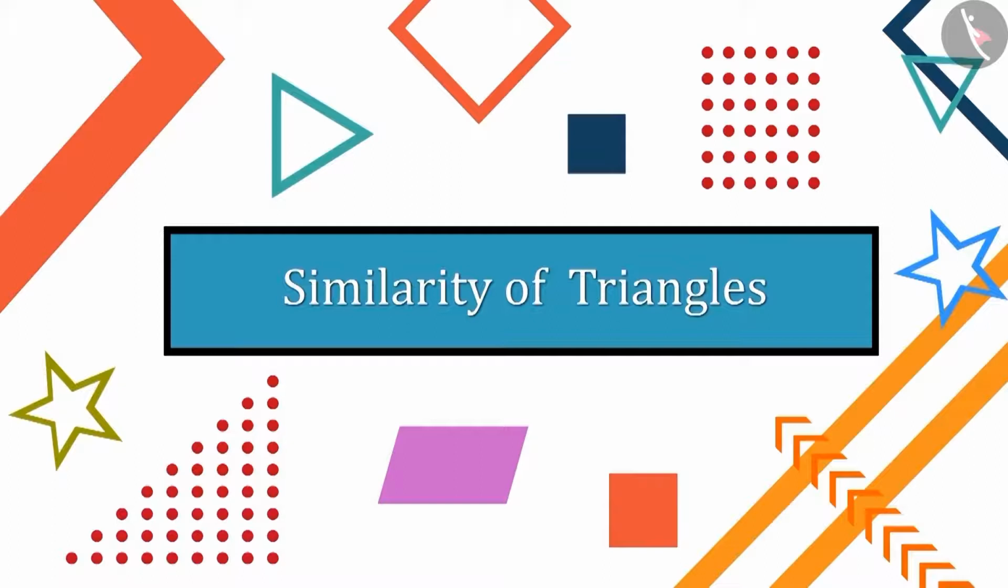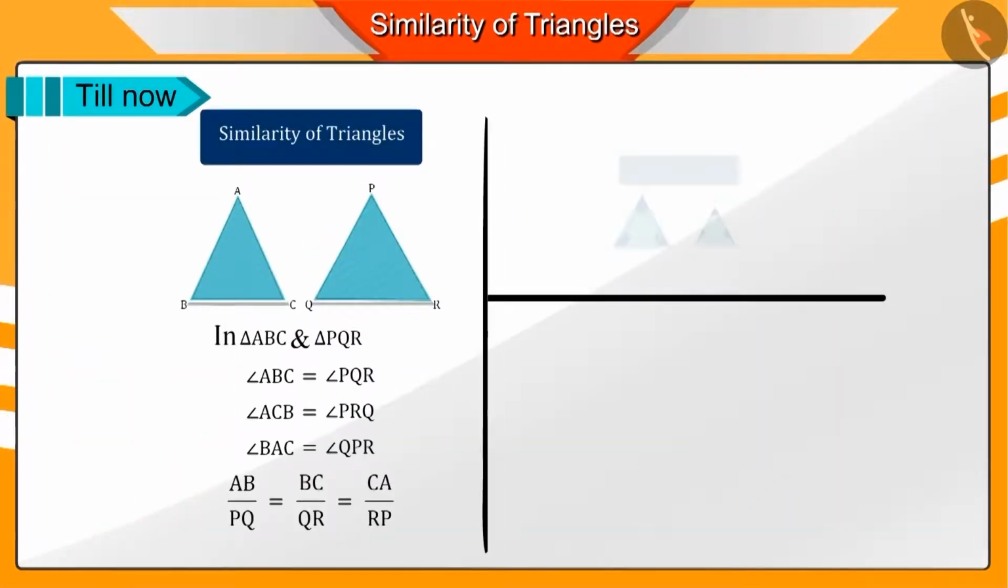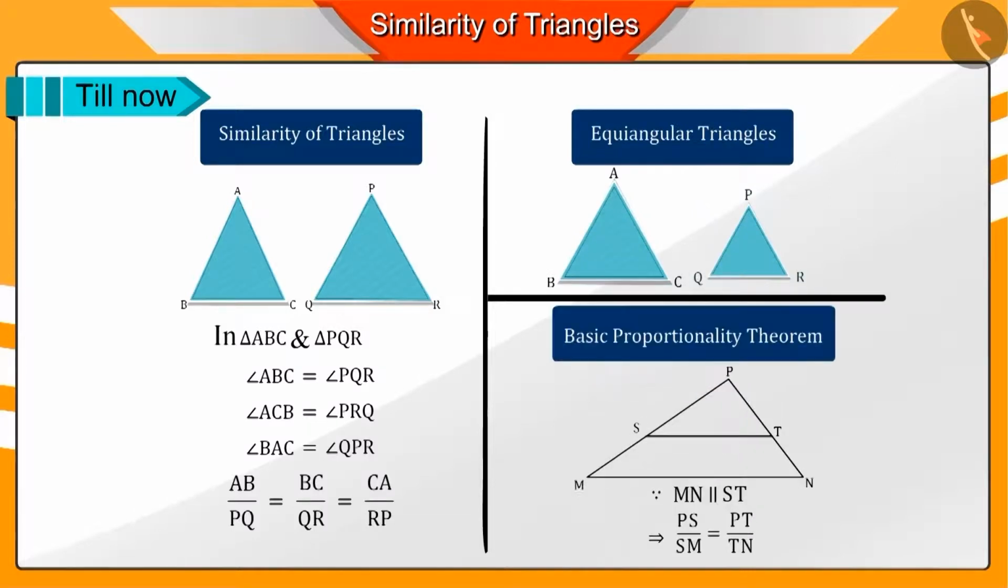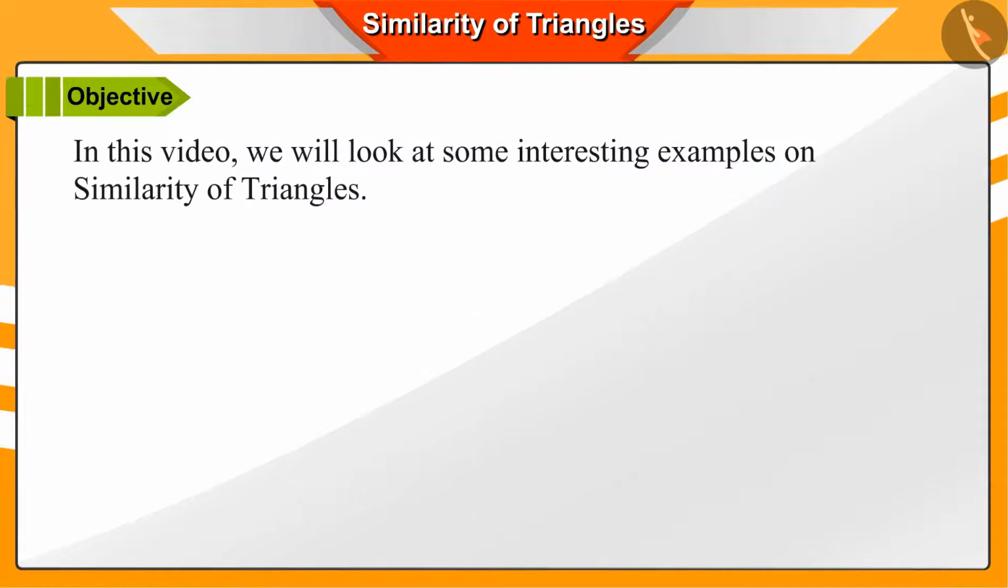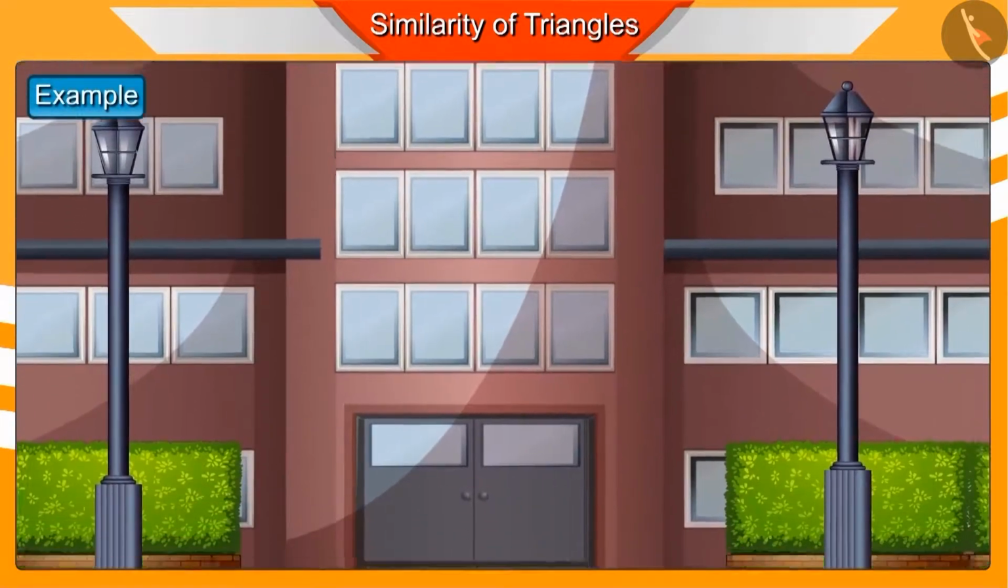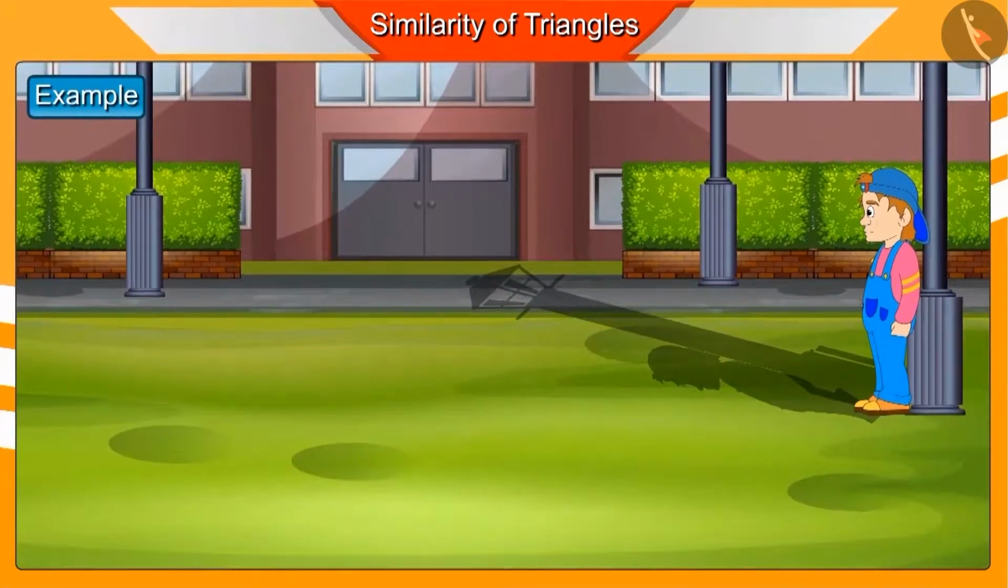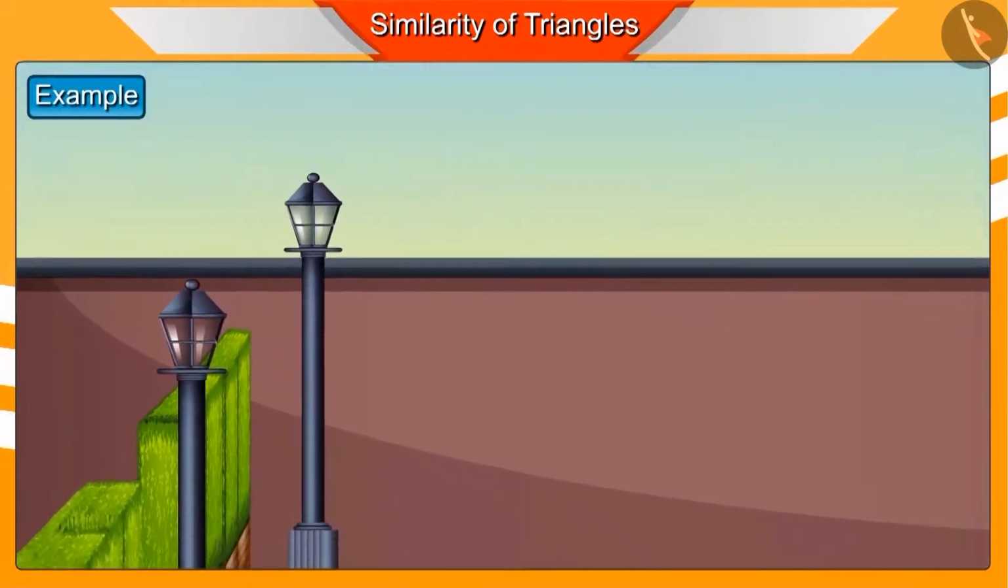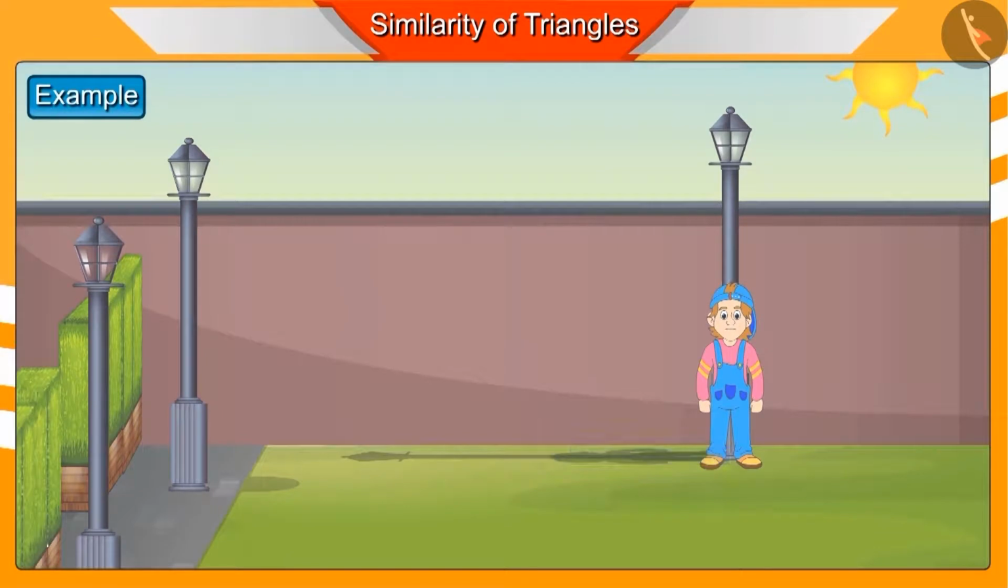Welcome to this video. In the previous video, we learned about similarity of triangles, proportionality of triangles, and basic proportionality theorem. Today, we will look at some interesting examples based on it. Nakul was standing below a pole built in his school. The length of his shadow was 4 feet, and the length of the shadow of the pole was 7 feet.